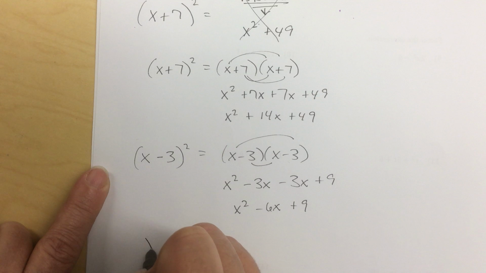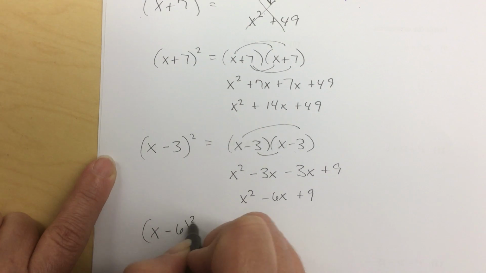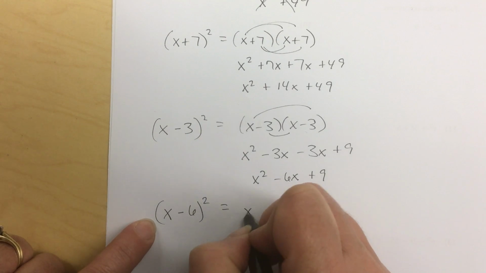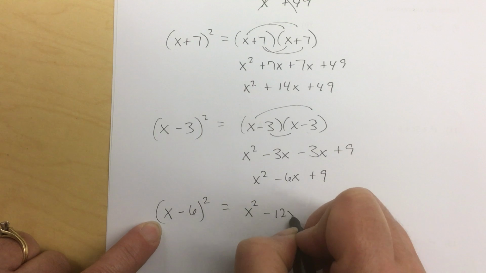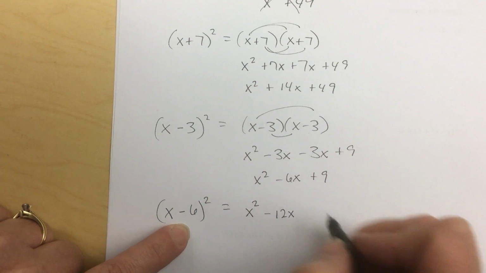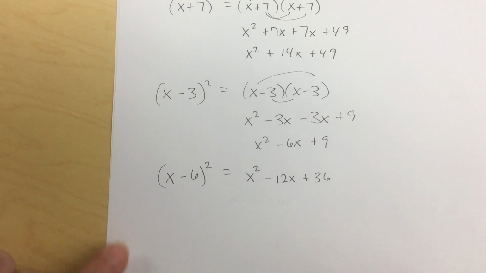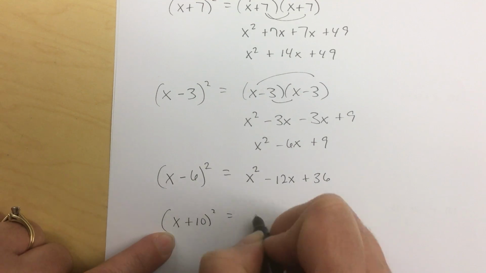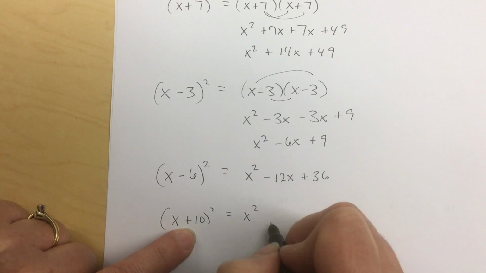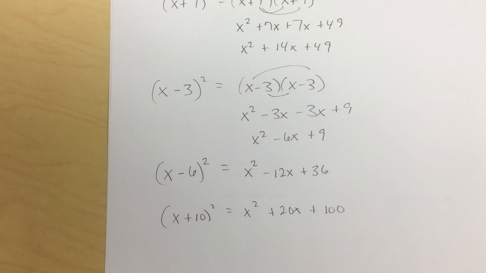Okay? So if I give you x minus 6 squared, we're going to square the x. We're going to double 6 times x, so minus 12x. And then we're going to square the negative 6, giving me a positive 36. Square, double, square. x plus 10 squared? Well, that would be x squared, and then plus 20x, and then plus 100.